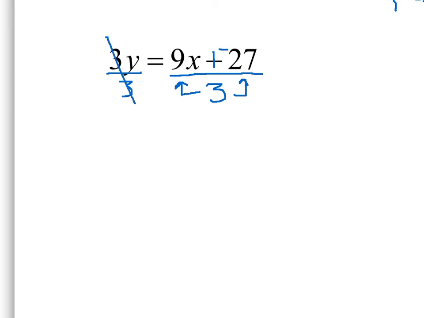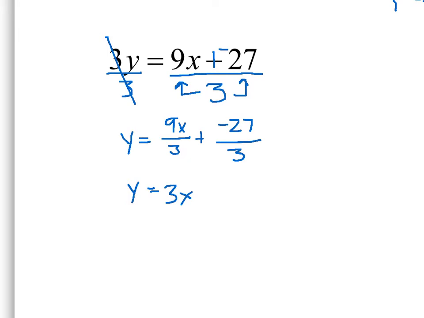So I'm going to rewrite this as y equals 9x divided by 3 plus negative 27 divided by 3. Nine x divided by 3 is what? 3x. Don't forget the x. A lot of people forget the x, and then they try and combine things, and then we're totally wrong. Negative 27 divided by 3 is negative 9.